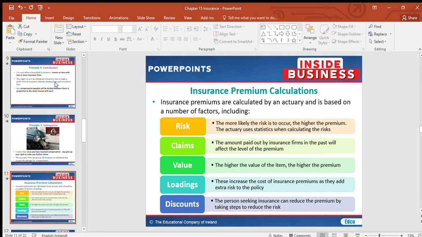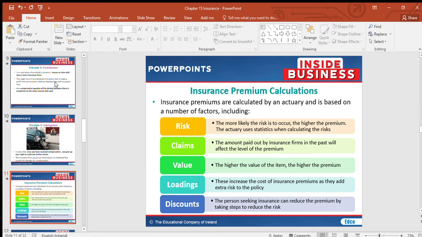Loadings increase the cost of insurance premiums as they add extra risk to the policy. An example of loadings would be if you were getting health insurance and you were a smoker, it's just an additional cost that they would put on to your premium. Also, if you are a disaster on the road, involved in many crashes, and have had multiple claims against you for your car insurance, you can expect to pay a very large sum for your next renewal. They'll add extra cost because of your history of driving. They will add to your premium because you're a risky customer from past experience.